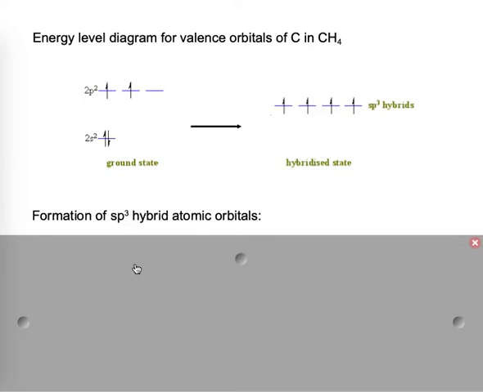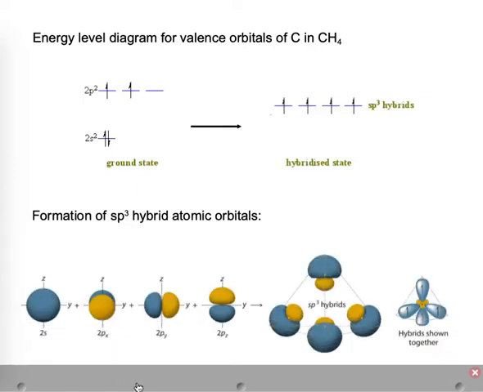And here is what they look like. I take the 2s, the 2px, the 2py, and the 2pz atomic orbitals on carbon, and I combine them mathematically to form 4 new sp3 hybrid atomic orbitals, as you see on the right. And what do you know? Those hybrid atomic orbitals point at angles to one another of exactly 109.5 degrees.